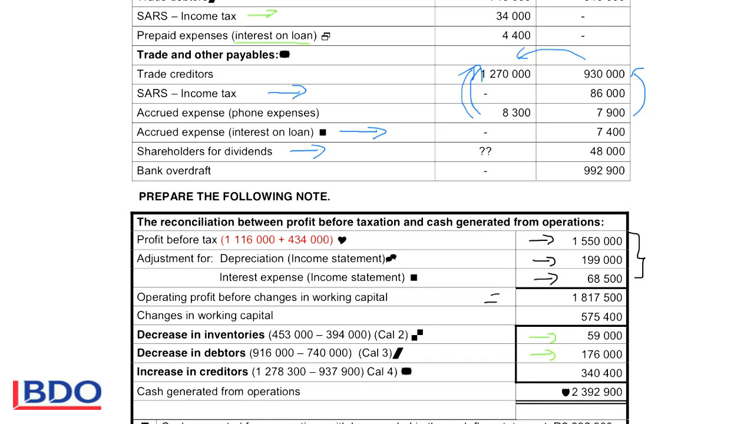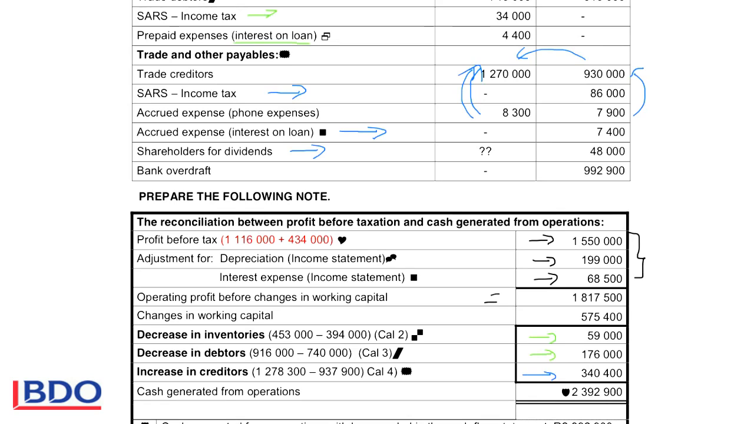Now this means that the creditors increased from last year to the current year. Therefore, money came into the business because the creditors financed the business to owe more money. So this will be a positive figure.